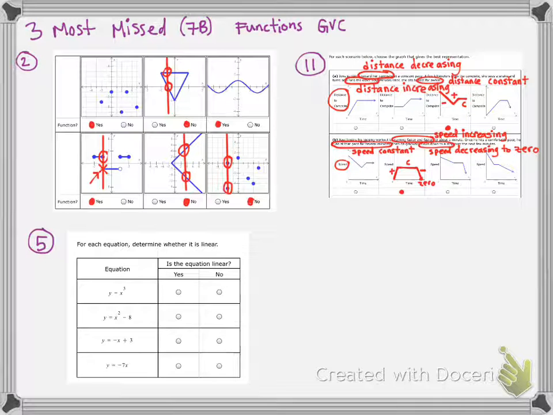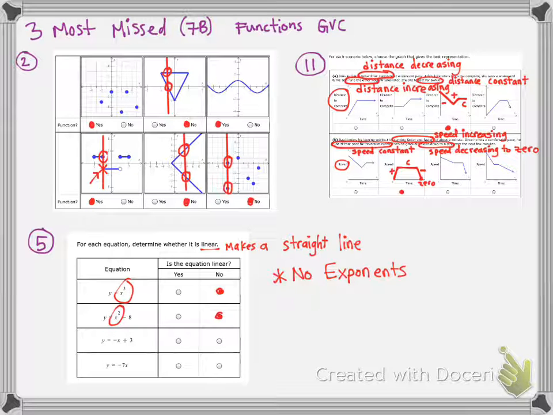The last problem, number 5, wants us to determine whether each equation is linear, which means it makes a straight line when you graph it. Obviously, we can graph all of these and see whether or not they're a straight line, but there is a trick. Anytime there's an exponent in our function, it's going to not be linear because those make the lines curve.